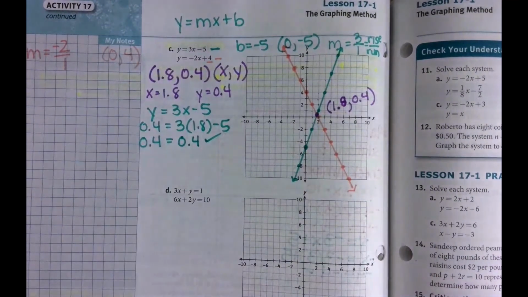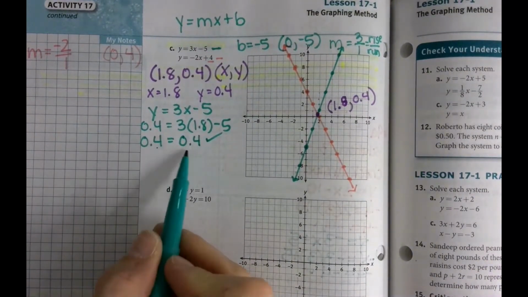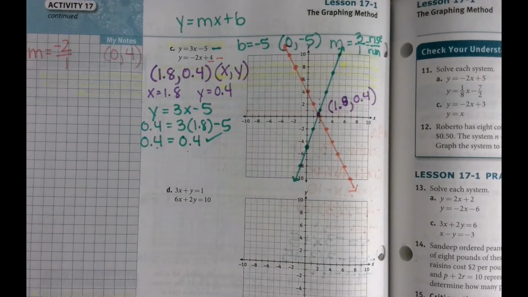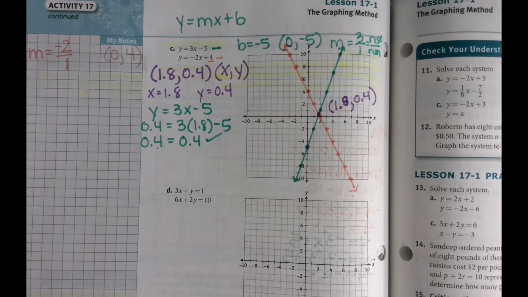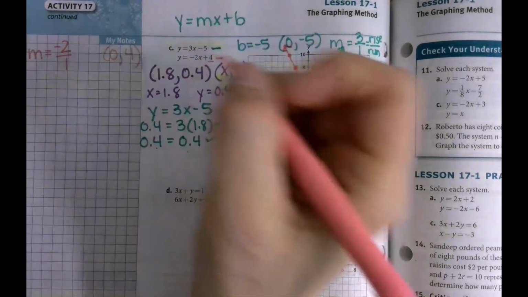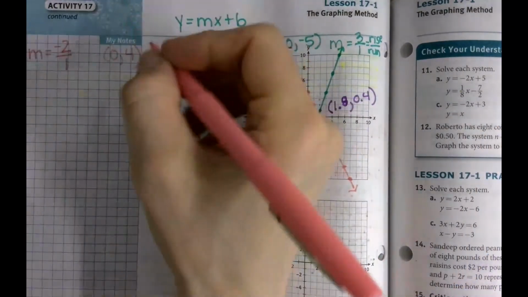So if it's a true statement, it equals the same number on each side, then that means that that ordered pair is a solution to that equation. Then we need to make sure that it's also a solution to the second equation for them to be a solution of each other, a system.